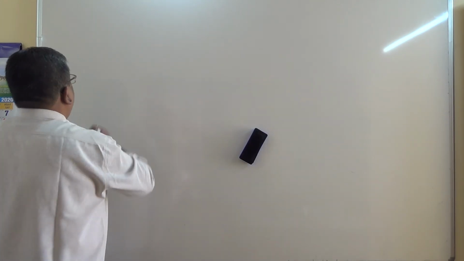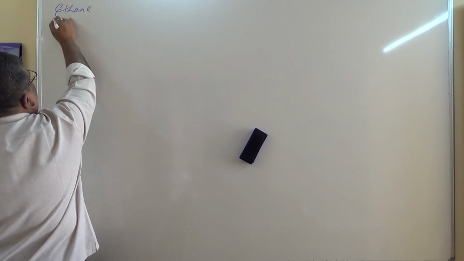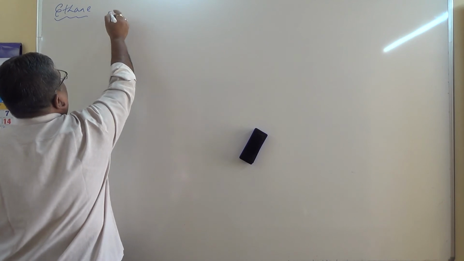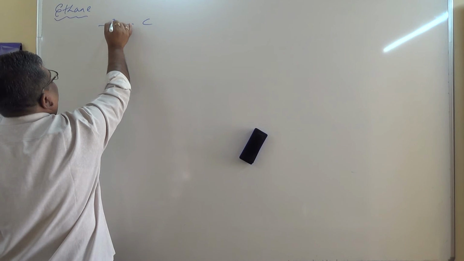We will do it quickly now. Ethane formula, ethane, it is 2 carbon atoms and balance the valencies.